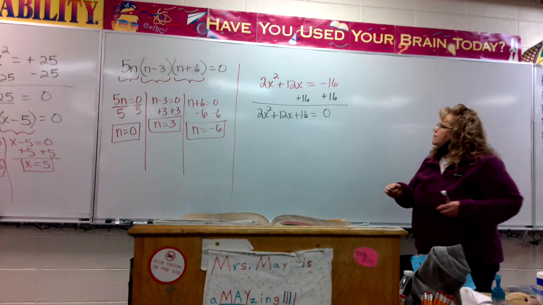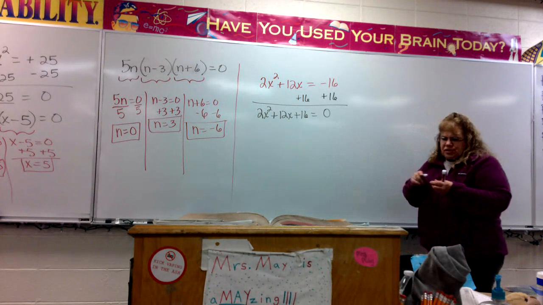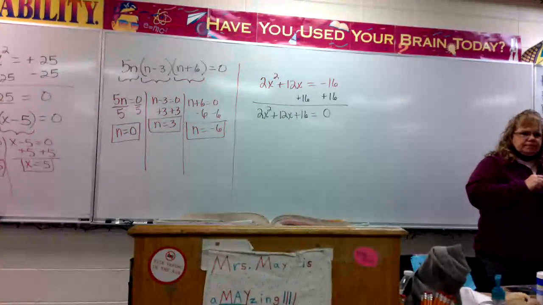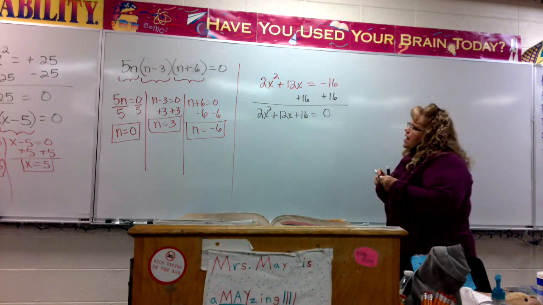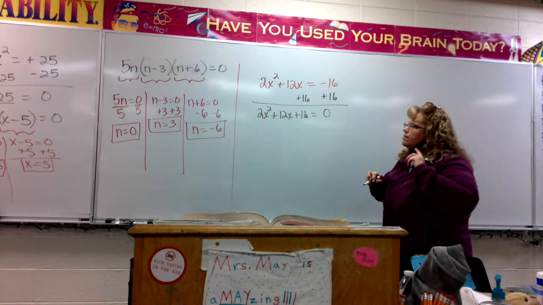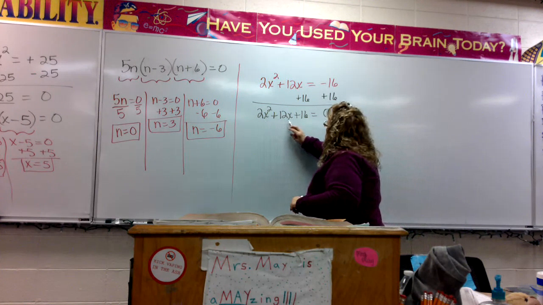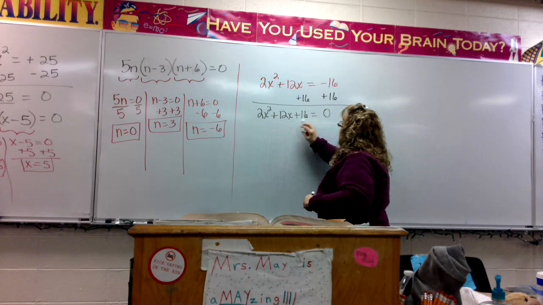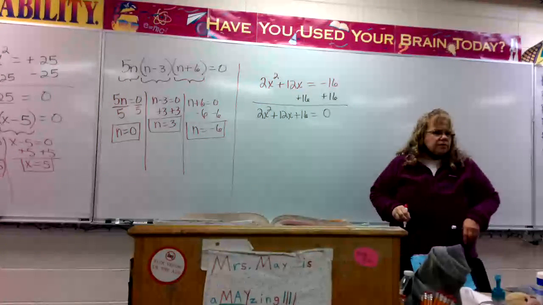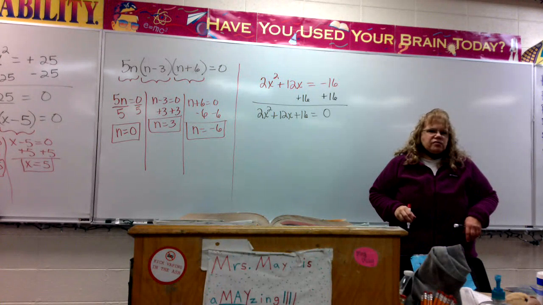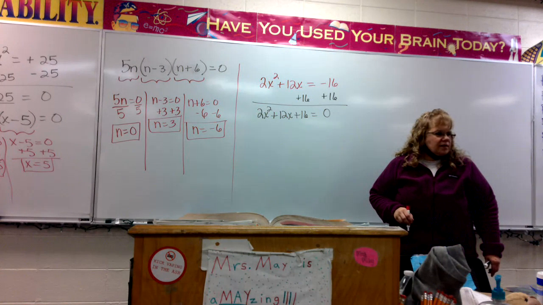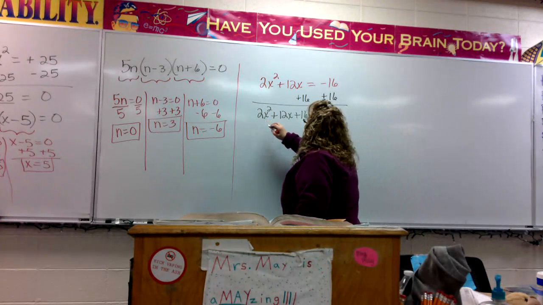Okay. Black and red. So I've got it equal to 0. Now what? Factor. What we did in the assignment yesterday, I believe, the day before. Look. Is there anything common to all of those? Is there anything in common? 2. 2 goes into all of these.